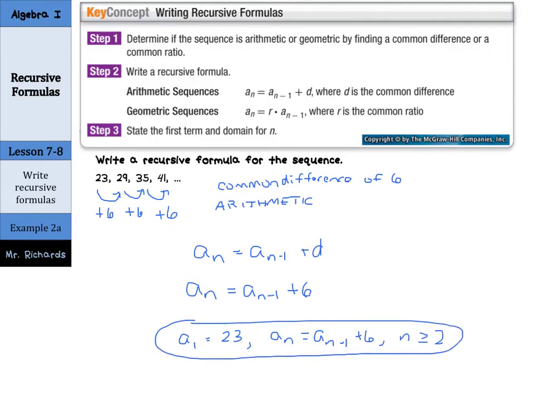So to recap, we found that there was a common difference of 6, made it arithmetic, so we use this recursive formula right there. And then to finish, we write our first term, the formula, and our domain, where n is greater than or equal to 2.